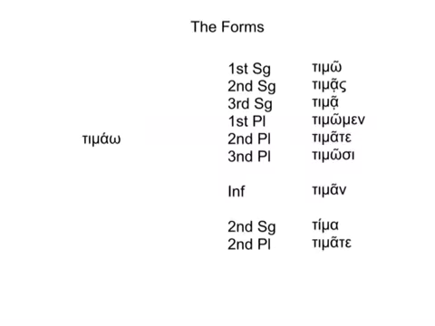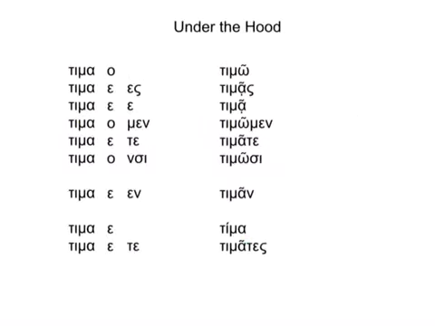So I'll show you the forms now, the way they finally look, and then I'll show you where they come from. So the forms are timo, timas, tima, timomen, timate, timosi for our first, second, third singular and first, second, third plural. Our infinitive is timan, and then our second singular and second plural imperative are tima and timate. So let's take a look at where those forms come from.